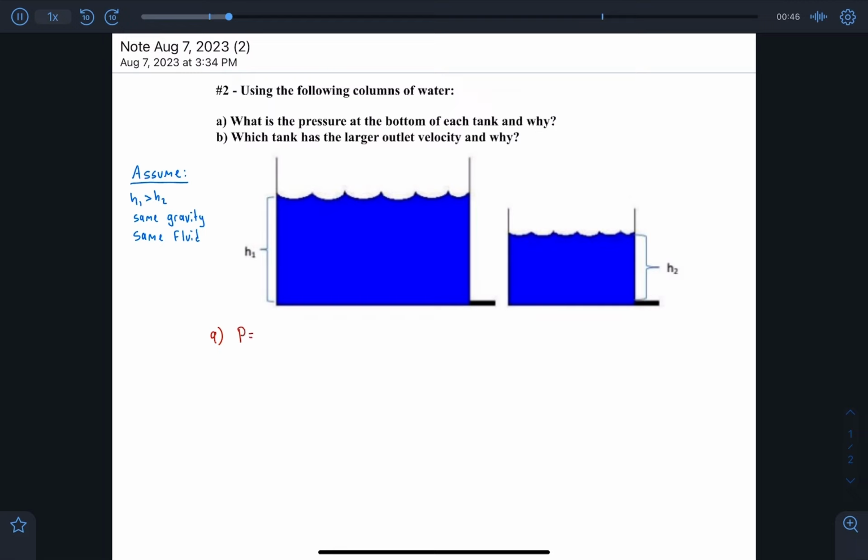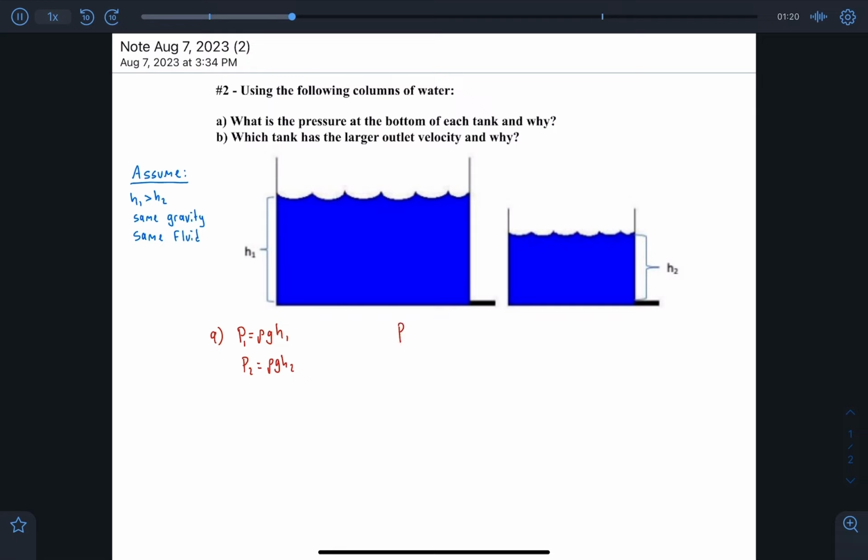And that's just that the pressure is equal to the density times gravity times the height. And so, we could answer part A by saying that pressure 1 at the bottom of the tank is P1 equals rho g H1. And pressure 2 is equal to P2, which is just rho g H2. However, part A asks us why, and so let's dive a little bit deeper and explain that answer a little bit better. So to start, let's look at what pressure is.